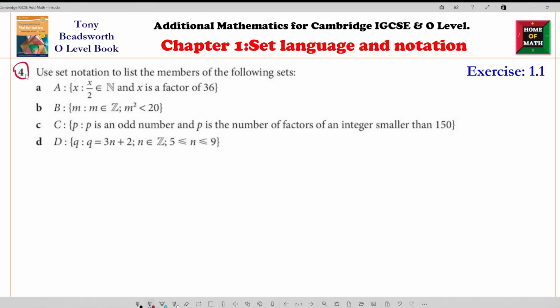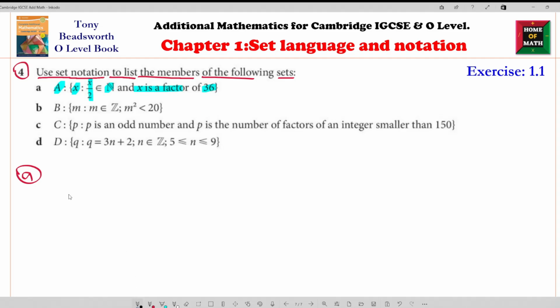Number 4, Chapter 1, Set Language and Notation. Question: use the set notation to list the members of the following sets. Number A. Here A is a set of X such that X by 2 is an element of N and X is a factor of 36. So here is some key point.